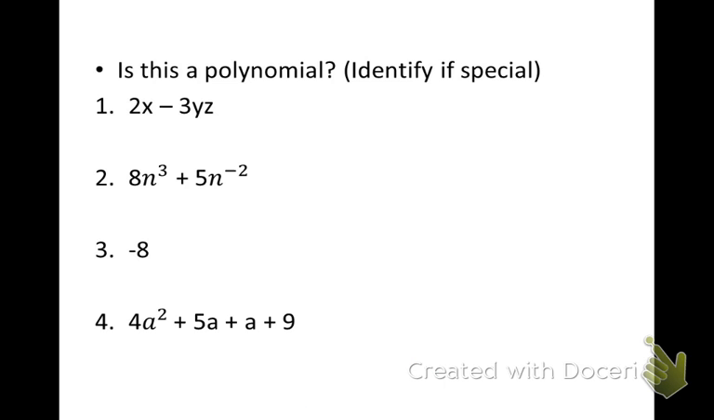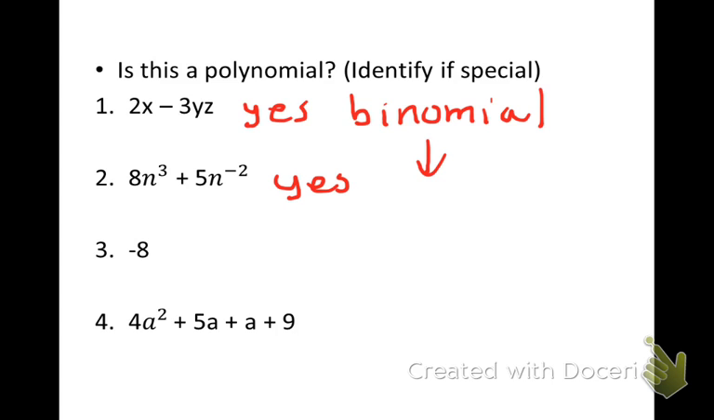So let's try to use some of these things we just went over. Is this a polynomial? Well, it did say sum, but you could put plus negative. So this would be a yes. Okay? And it did say if it's a special one to name it. So is this one a special type of polynomial? Well, it has degree of 2, so yes, it would be a binomial. Next, 8 n to the third plus 5 times n to the negative 2. So is that a polynomial? Yes. And again, it's a binomial, so I'm just going to write down there.